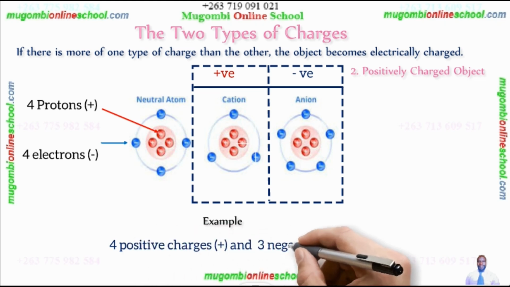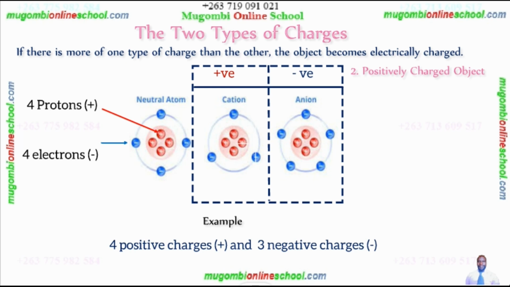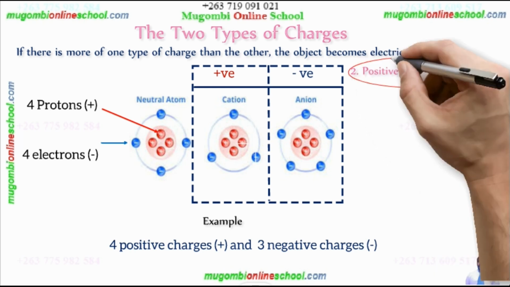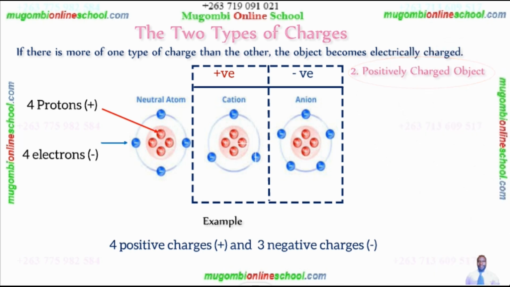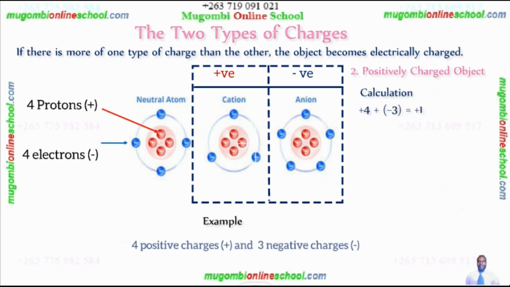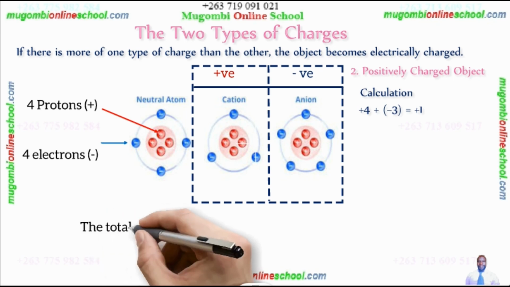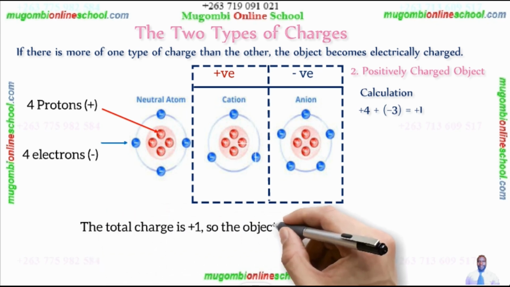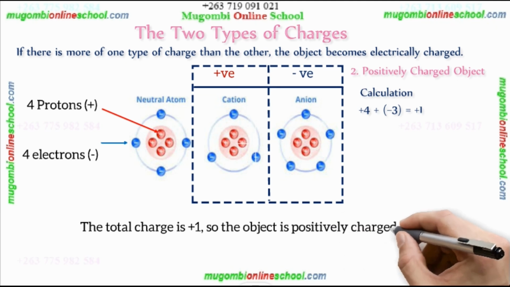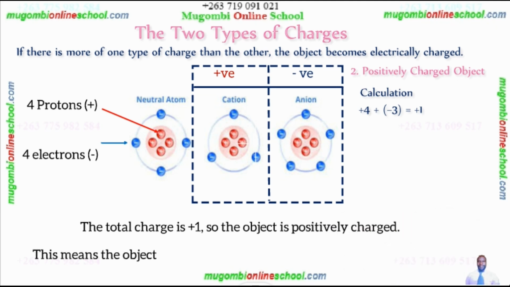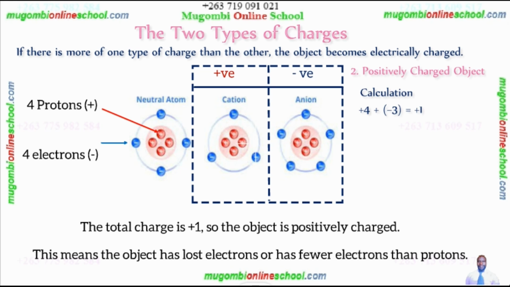It has got 4 protons, which are 4 positive charges, and 3 electrons, which are negative charges. So for it to be positively charged, we simply say the number of protons, which is positive 4, if we are calculating, minus the number of electrons, which is negative 3. So it's 4 minus 3, which is positive 1, which gives the total charge of positive 1. So it means the object is positively charged. This means the object has lost electrons, or it has fewer electrons than protons.